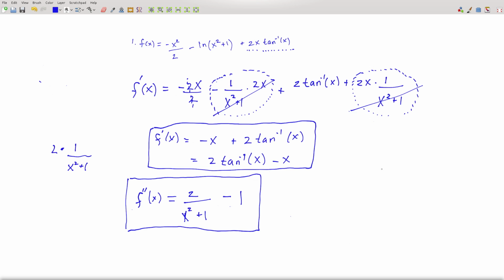Alright, so I'm going to make a sign chart. Let's make a sign chart, first of all, for this first derivative. We'll put it right here. So here I'm making a sign chart for the first derivative. I'll indicate that this is, of course, for the first derivative.